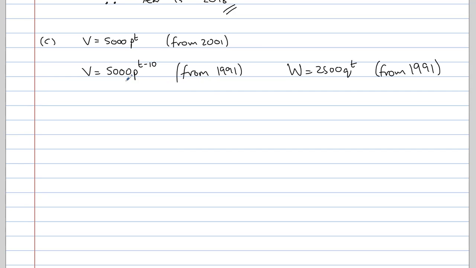So if we want to find the time where the paintings have equal value, we just need to set these two equations equal to each other. But remember, that occurs at a time where lowercase t equals capital T. So we get 5,000 multiplied by p to the power capital T minus 10 equals 2,500 q to the power capital T. Dividing through by 5,000 gives me p to the power t minus 10 equals a half q to the power t. From here we can take logs of both sides.